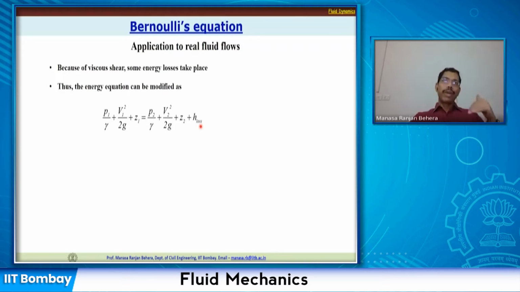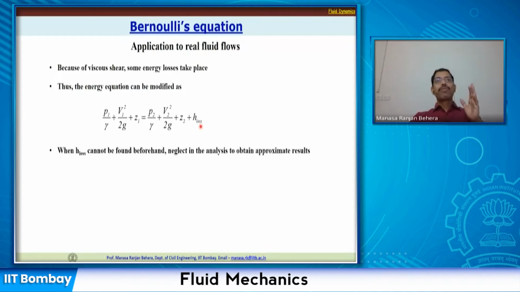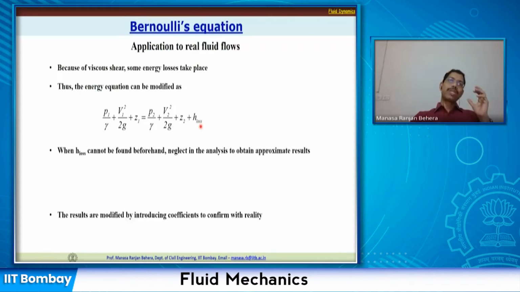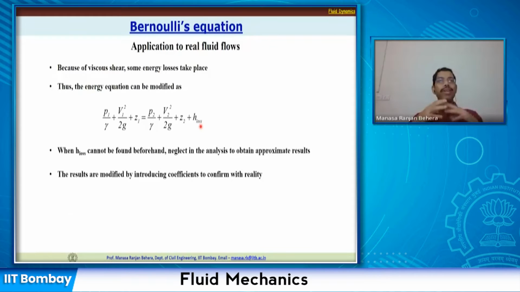So we'll see how we find out head loss for different types of problems. Basically, head loss cannot be found beforehand. You basically assume that there is no head loss, or neglect it, do the analysis and obtain an approximate solution. Once you obtain the approximate solution, you modify the results by introducing some kind of coefficients.